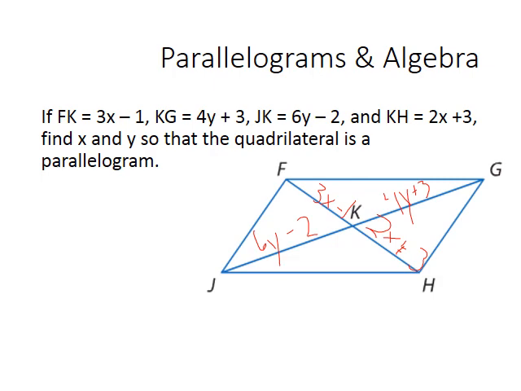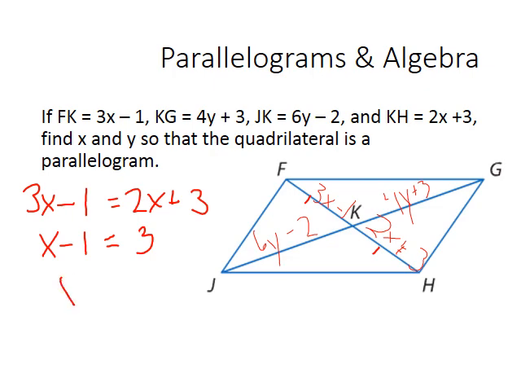So, since these have to do with the diagonals, if this is going to be a parallelogram, the diagonals have to bisect each other, which means we need 3x minus 1 to be equal to 2x plus 3. Right? Diagonals have to bisect each other, so these two have to be congruent to each other. And here we go, we just solve for x. Subtract 2x from both sides, and now we've got x minus 1 equals 3. Add 1 on to both sides, and already we found x equals 4. Quick two-step equation. Okay?